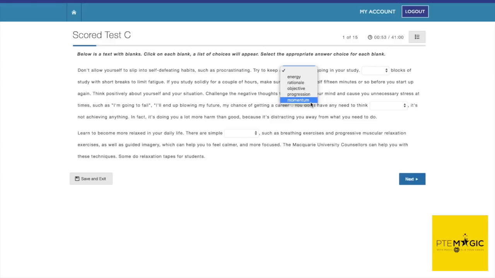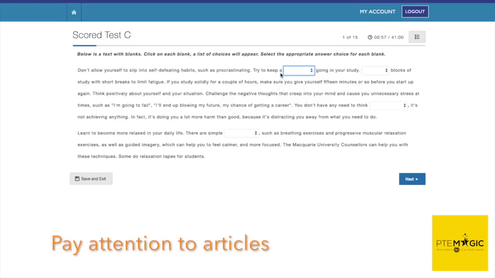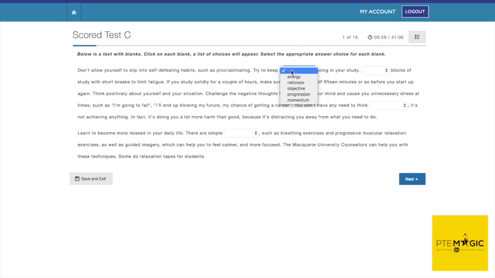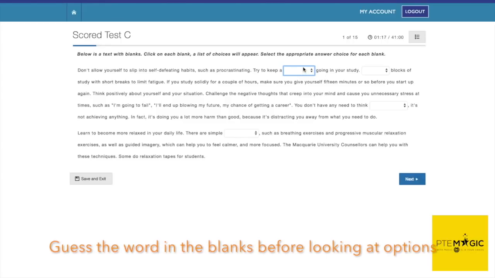Okay, so if we look at the article, it is a. So the word can't start with a vowel, so automatically we can eliminate energy and objective. And the only word that matches with the meaning motivation is momentum. Okay, so try to guess the word beforehand before you look at the options.